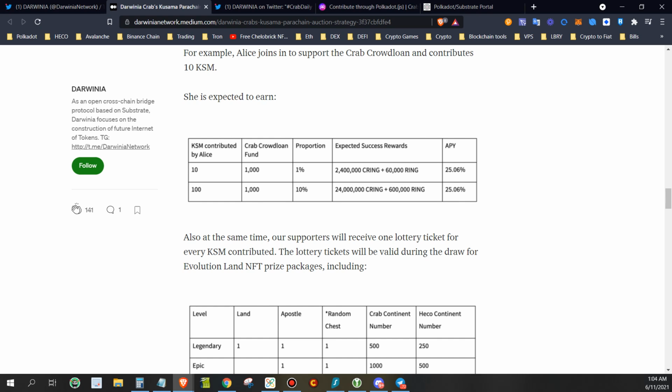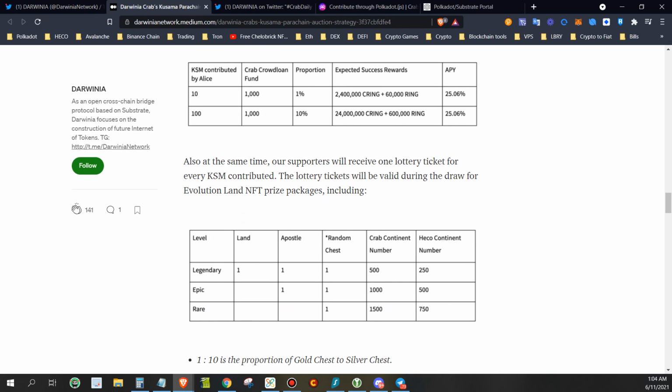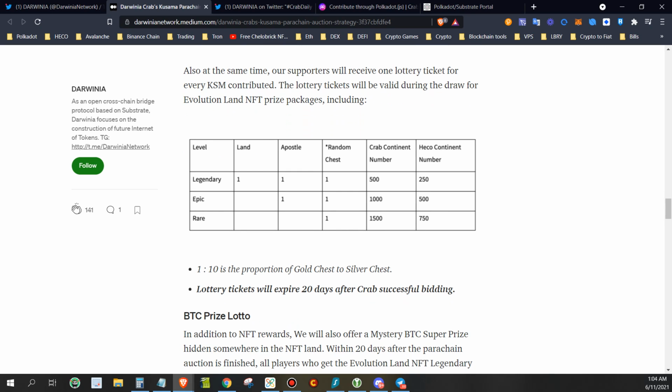The lottery tickets will be valid during the draw for Evolution.land NFT prize packages, including legendary, epic, or rare. So you could receive a land, apostle, random chest, Crab continent 500, and Hugo continent 250. So we'll figure that out. And epic, okay. So 1,500 rare. Yeah, so these are different prize packages. That's pretty cool. 1 out of 10 proportion of gold chest to silver chest. Lottery tickets will expire 20 days after Crab successfully bids.